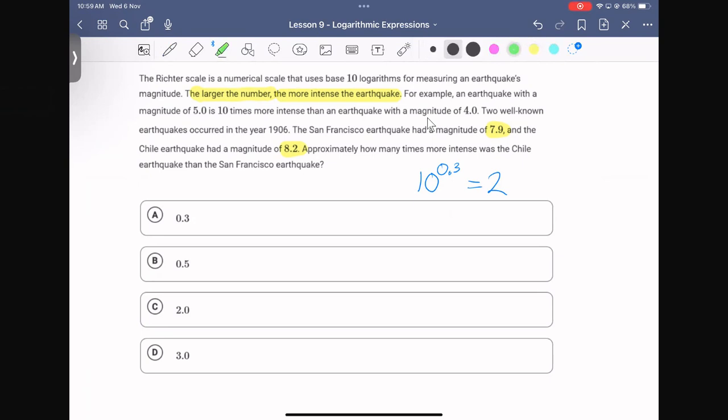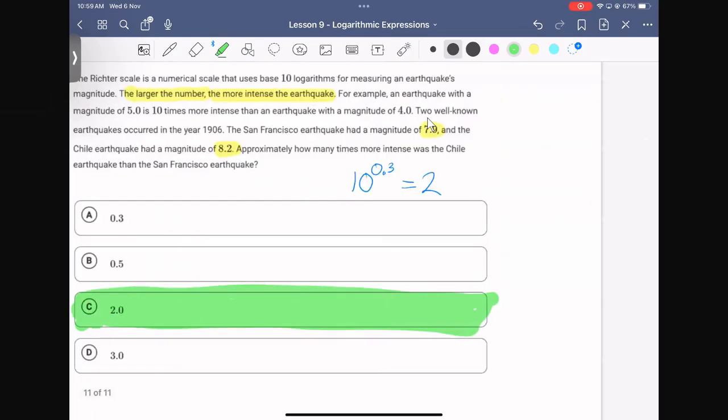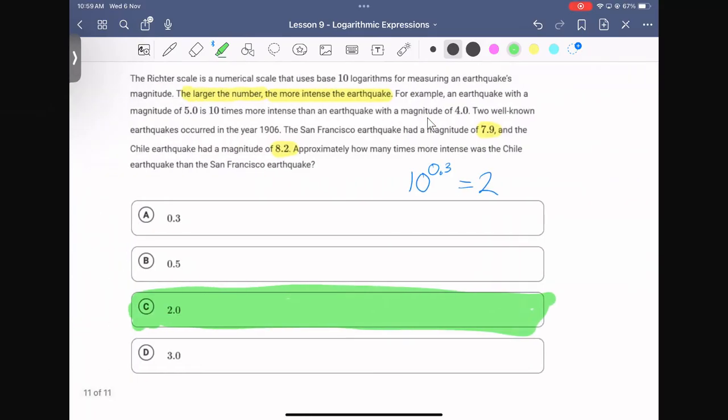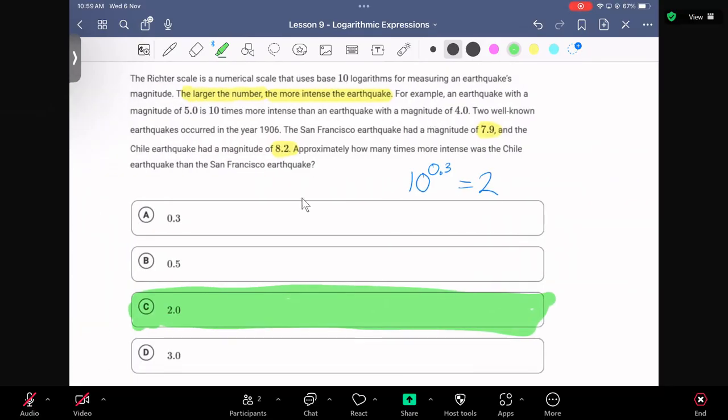Sir, it's just times 10. No. Sir, from 4.0 to 5.0. From 7.9 to 8.9. So 10 times. This is going to be 2, because it's not just times 10. Okay, have a go with the homework questions.